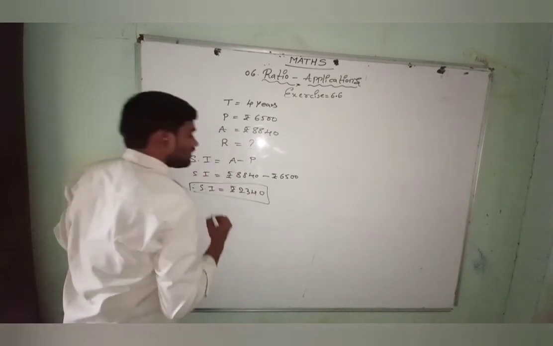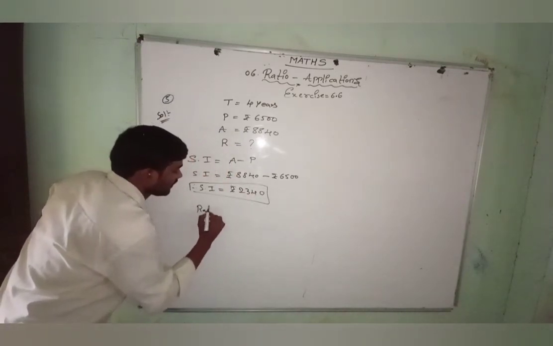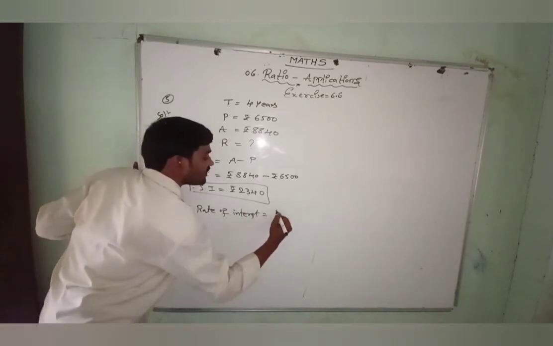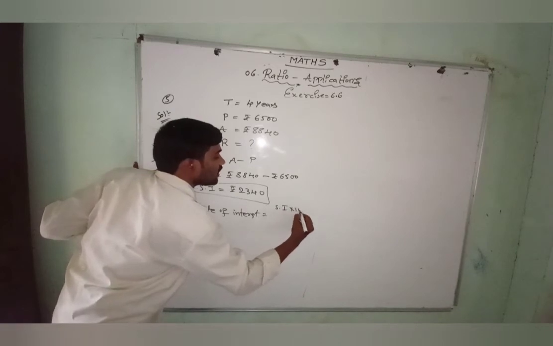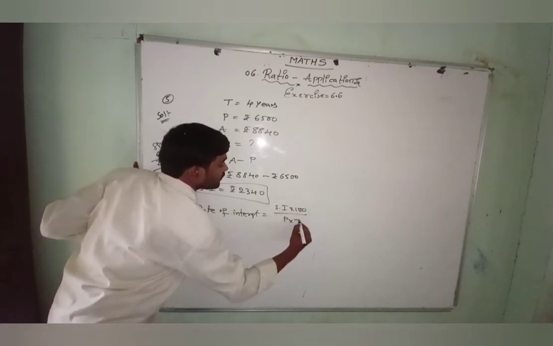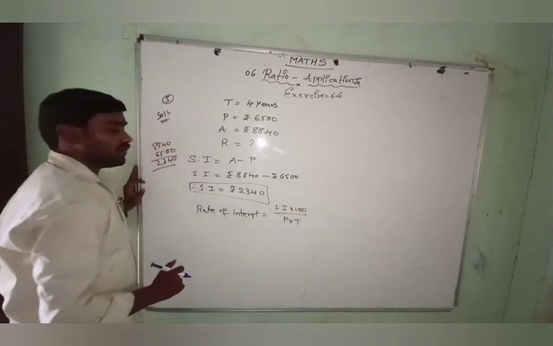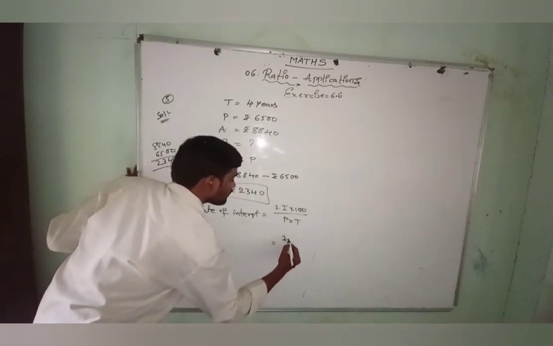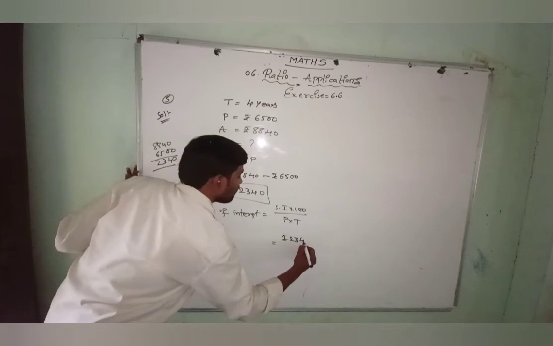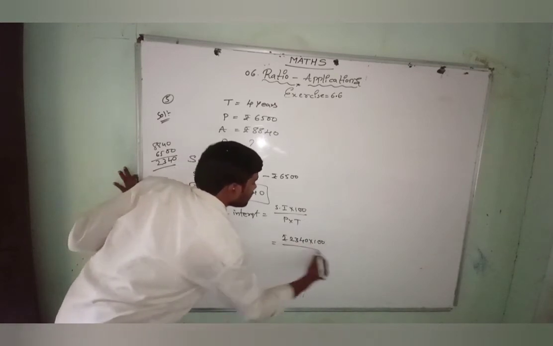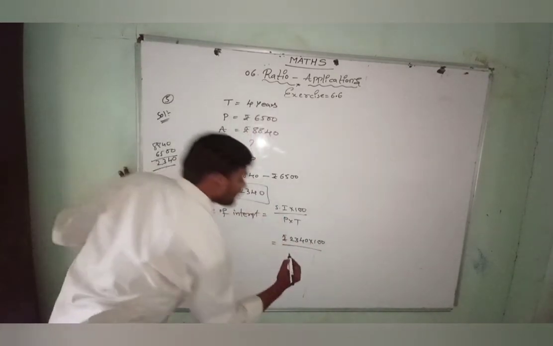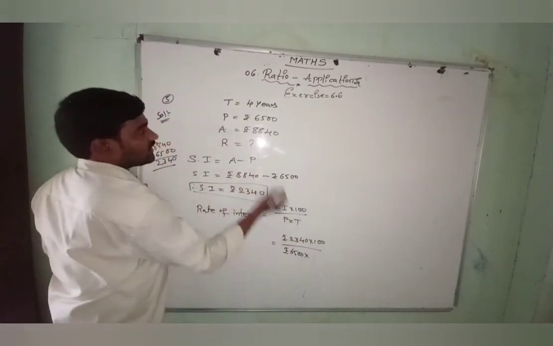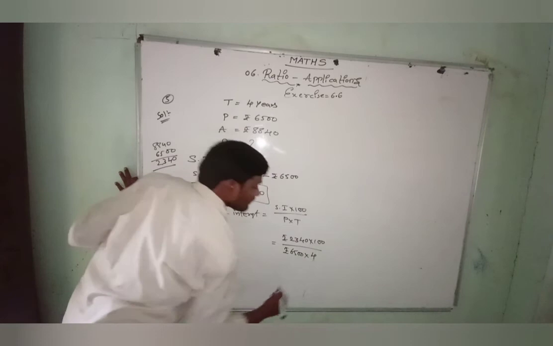Now we find out the rate of interest. The rate of interest formula is simple interest into 100 by P into T. So rupees 2,340 into 100 by principal, which is 6,500 rupees, into the time, which is 4 years.